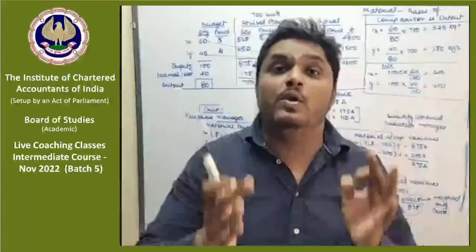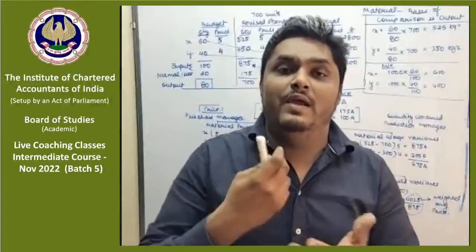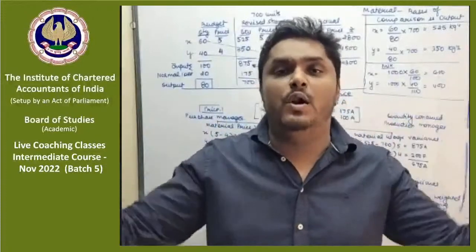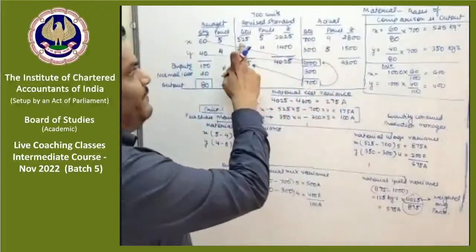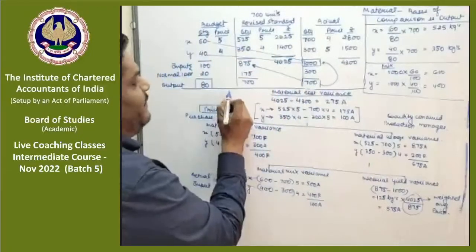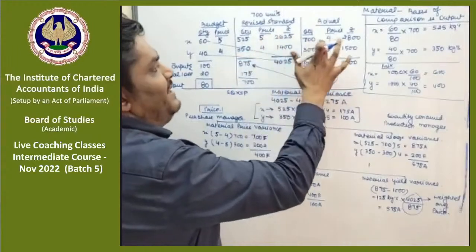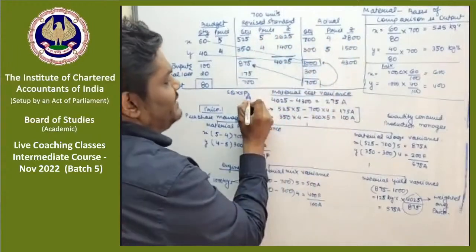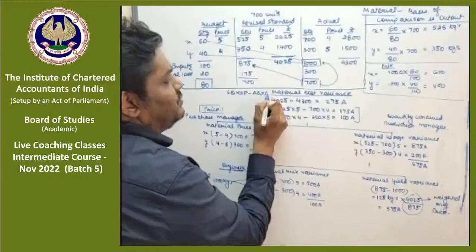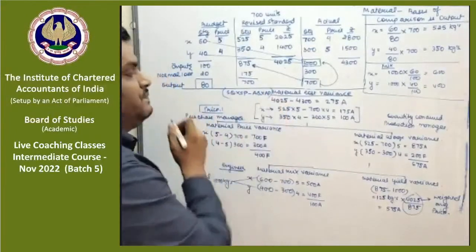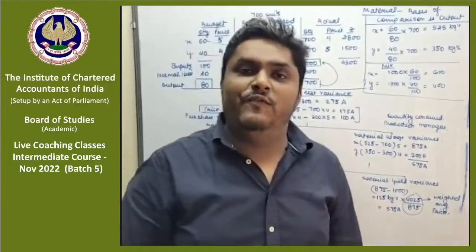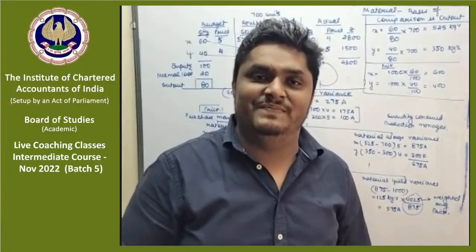Now there is a formula given in the study material. I hope you guys can prepare the formula on your own. That is 525 kgs at the rate 5, standard quantity into standard price, minus 700 into 4, that is actual quantity into actual price. So this is the formula for material cost variance.